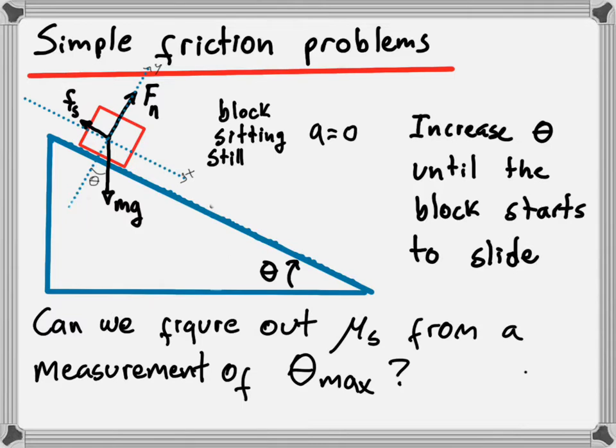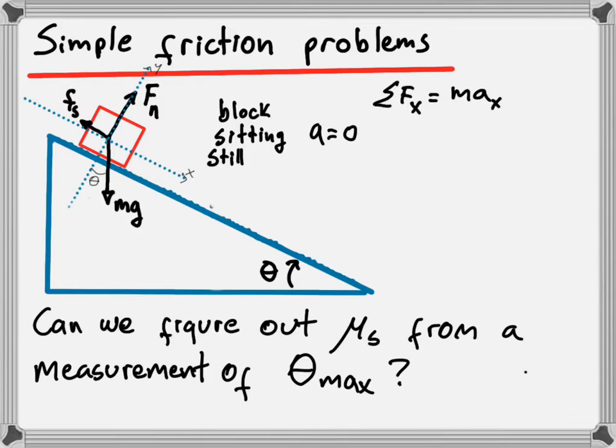With our free body diagram complete, the next step, which in every case will always be, is to write Newton's second law for the x direction and Newton's second law for the y direction. Let's start with the x components. The sum of the forces in the x direction equals the mass of the block times the acceleration of the block in the x direction. Notice that in this setup, where the block is just sitting on top of the incline, not moving at all, the acceleration in the x direction should be 0.